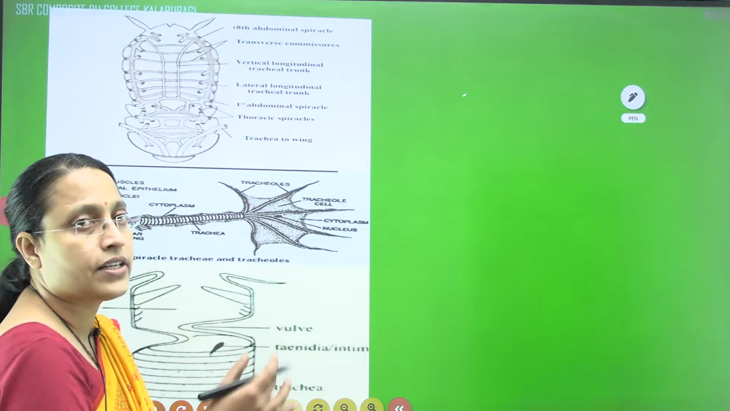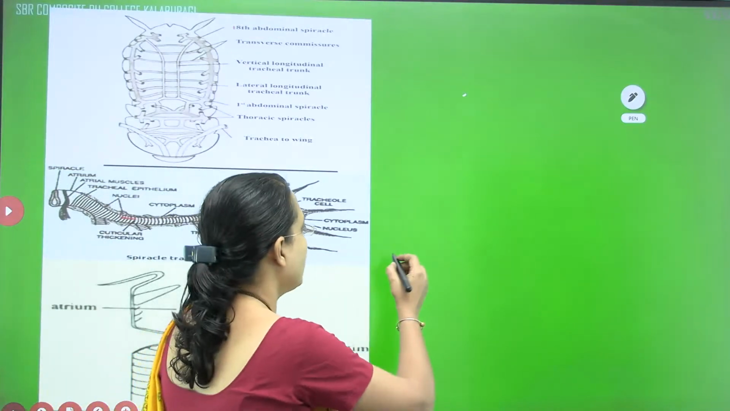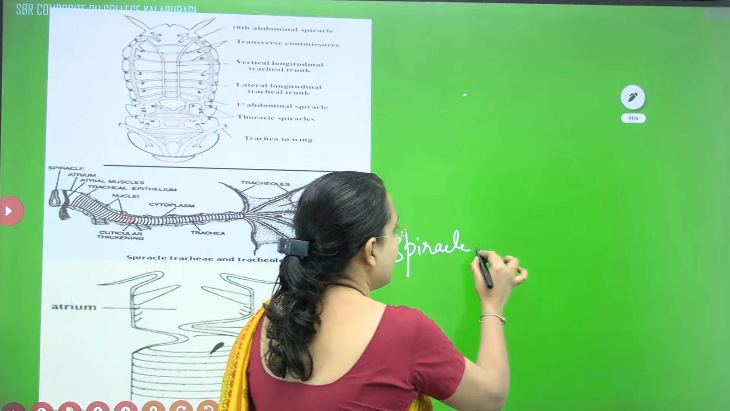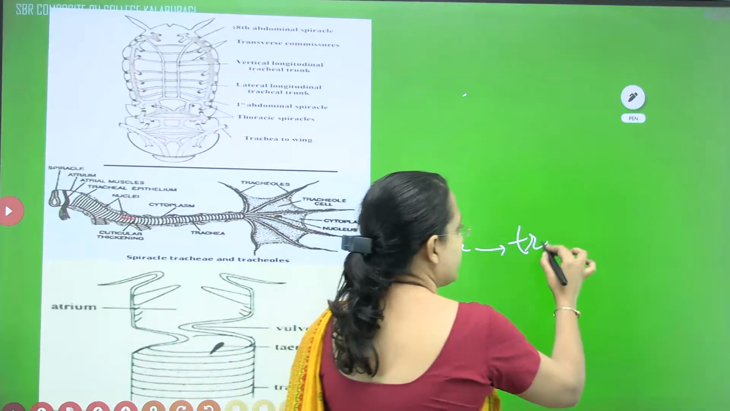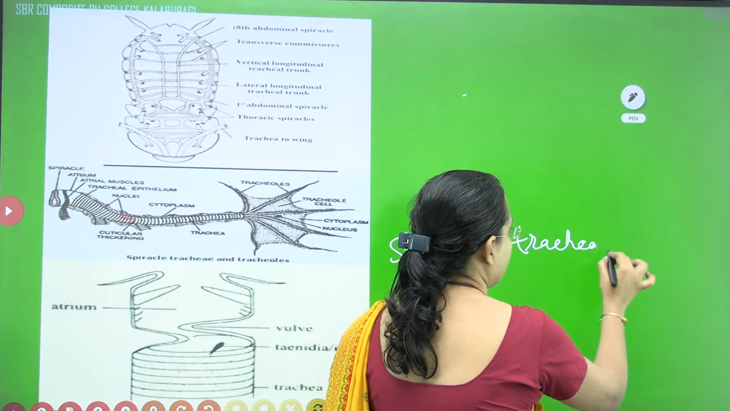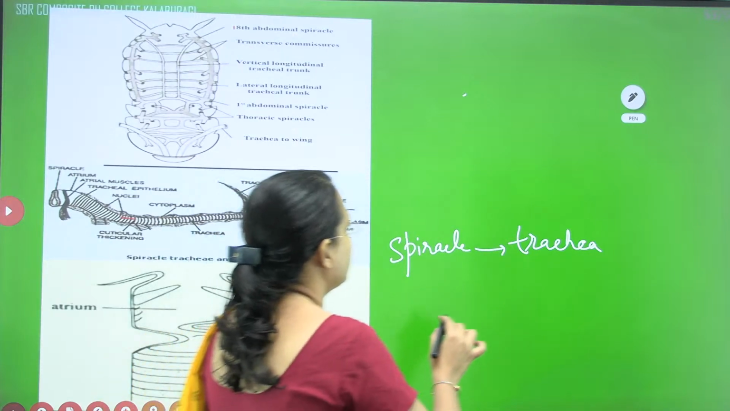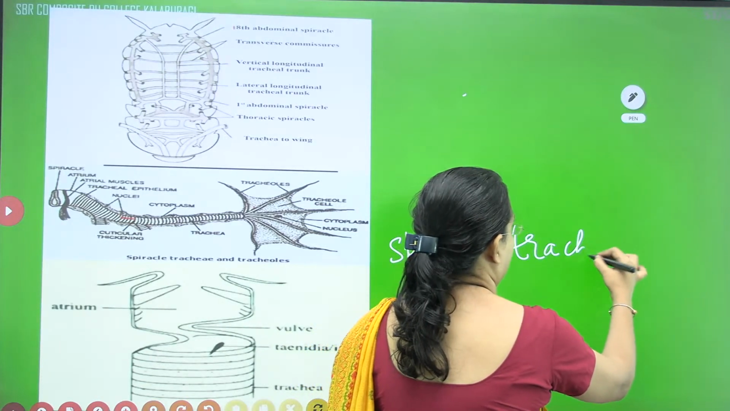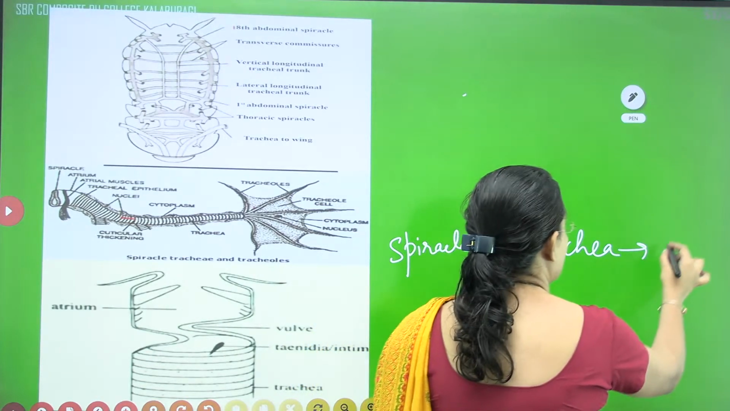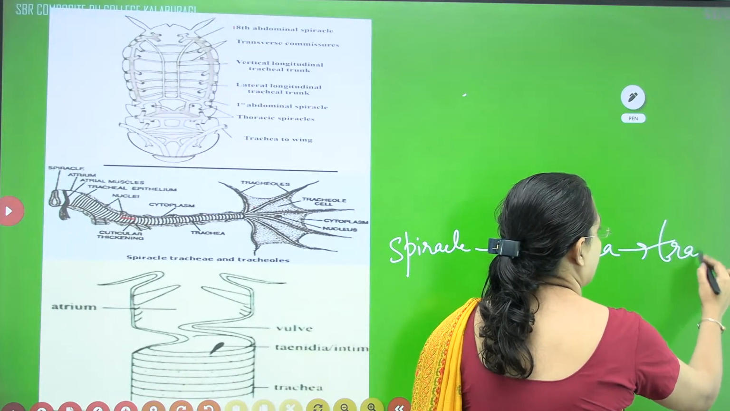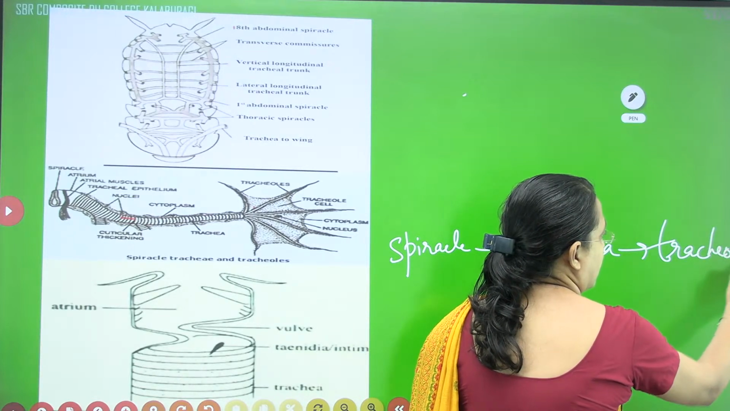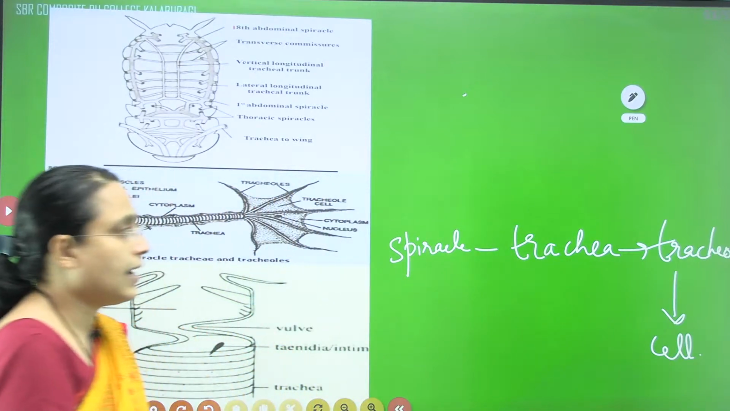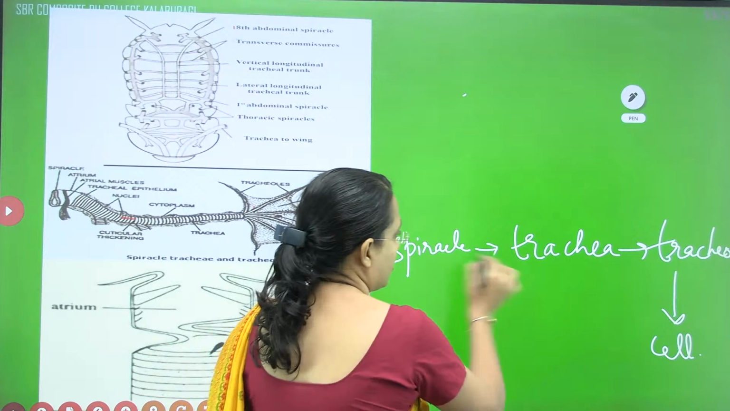In which direction does the air ultimately go? The air goes inside through the spiracles, and then it will enter into the trachea, and then the tracheoles, to ultimately reach the body cells, in the direction in which the air goes.